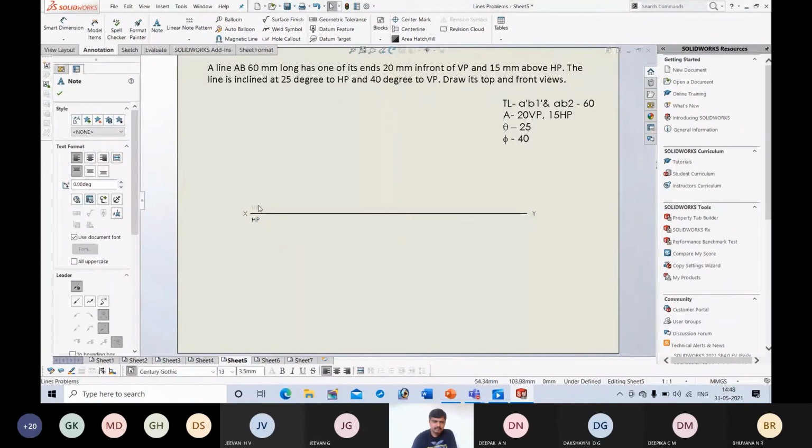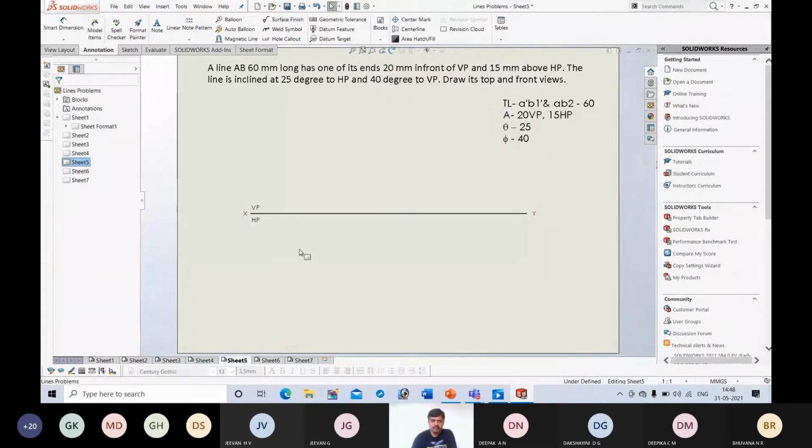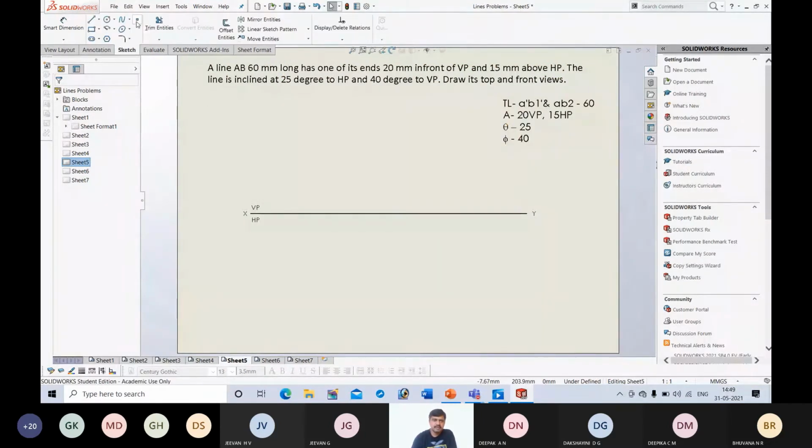After this what we should do is, first you should locate a point. Based on the given data, go for locating a point. So I will locate point A because details regarding location of A is given in the problem. That means one of the ends. So I will consider A as that one of the end. So I will draw its front and top view.